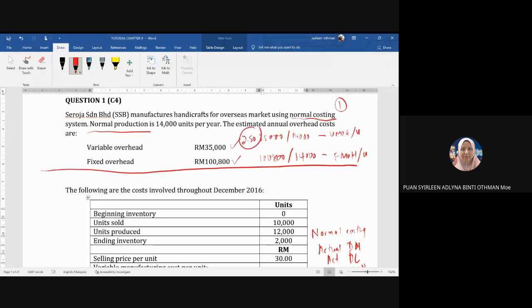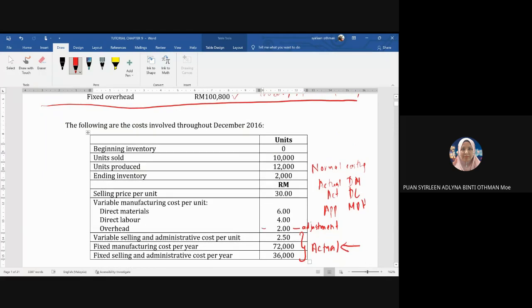Yang ni you dapat RM2.50. So you nampak beza kan? Per unit untuk variable is 2.50 for applied, RM2 for actual. So dari situ saja kita dah nampak actually kita akan dapat over applied. So you akan buat adjustment. So RM2 dekat bawah ni you akan guna nilai dia untuk adjustment, bukan untuk kira cost seunit barang. Yang tu you kena faham.